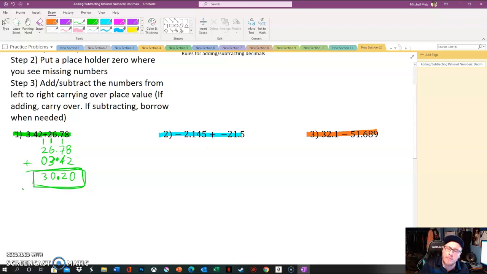Now let's get to more complicated ones. We are going to do ones that have integer signs. So again, these are rational numbers. Let's go to the next one. Number 2: negative 2.145 plus negative 21.5. So let's do that again.